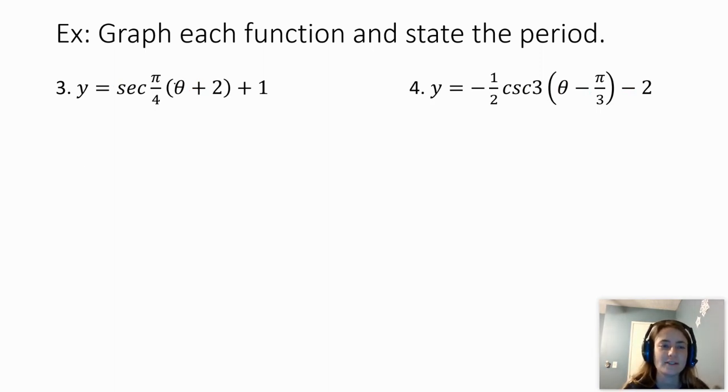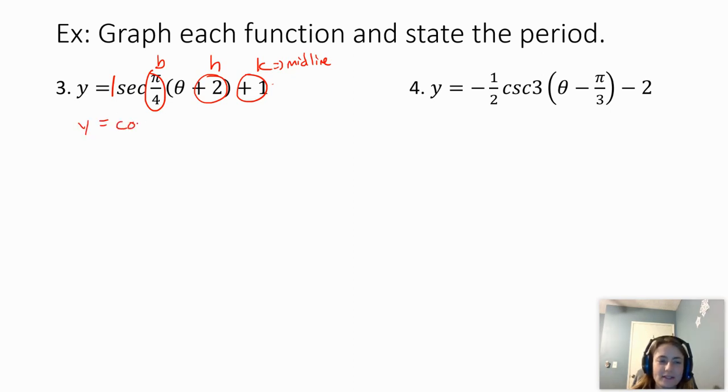Okay, so we've got secant pi over 4 of theta plus 2 plus 1. So our amplitude, or our A value, is 1. This is our B. This is our H, and this is our K, or midline. Since it's secant, we're going to be looking at cosine.